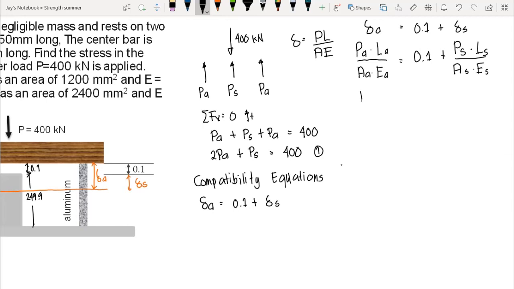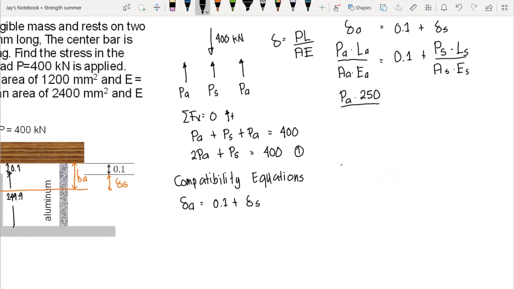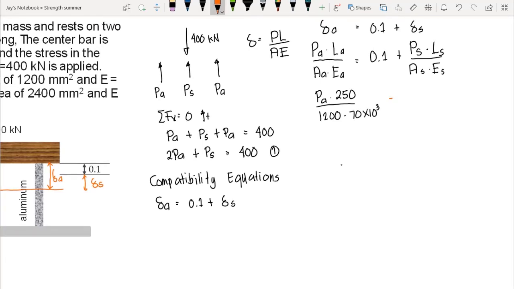We have, let's say that's PA, then the length of the aluminum is 250, and the cross-sectional area of the aluminum is 1,200, and the modulus of elasticity of aluminum is 70 times 10 raised to the 3, and equals 0.1 plus the axial force of the steel times the length of the steel, that is 249.9 millimeter, over the cross-sectional area of the steel, that is 2,400, times the modulus of elasticity of steel, that is 200 times 10 raised to the 3, so that we could come up with Newton per square millimeter.